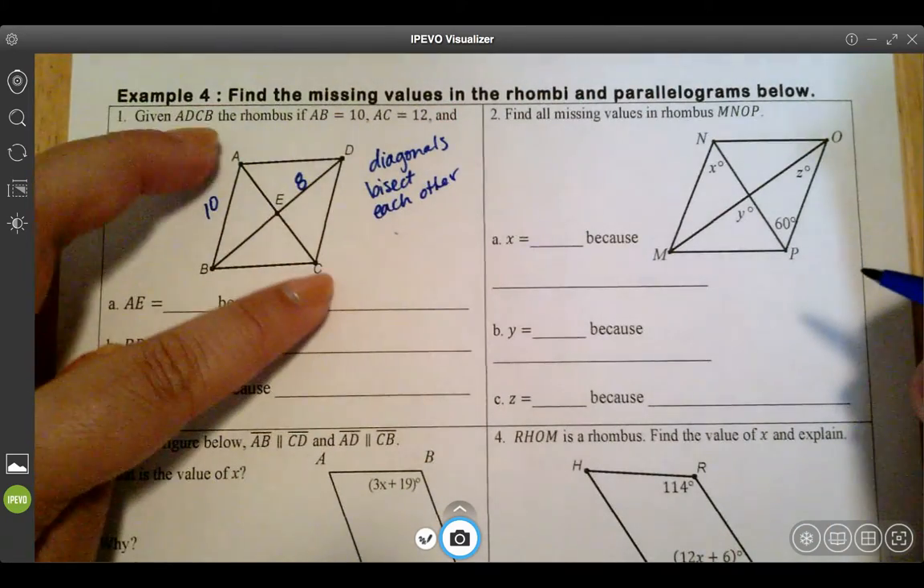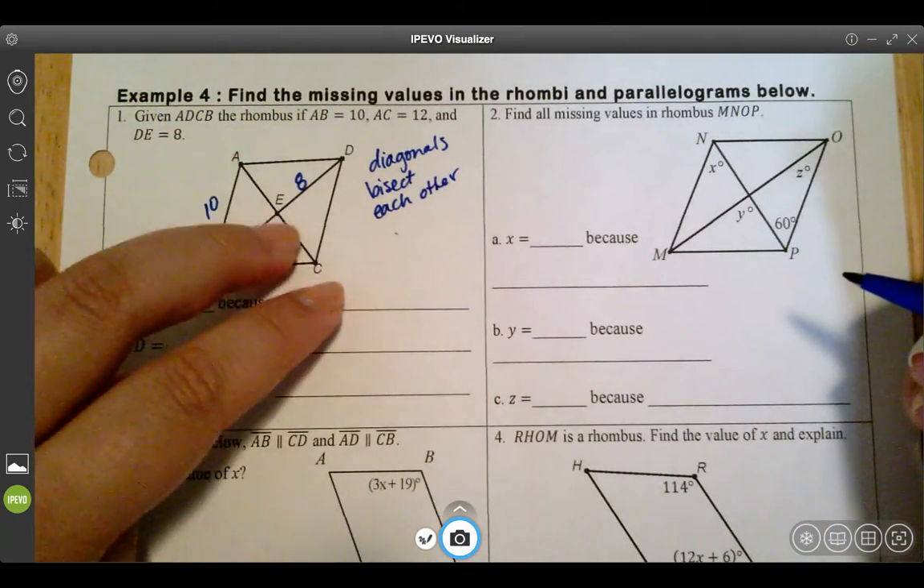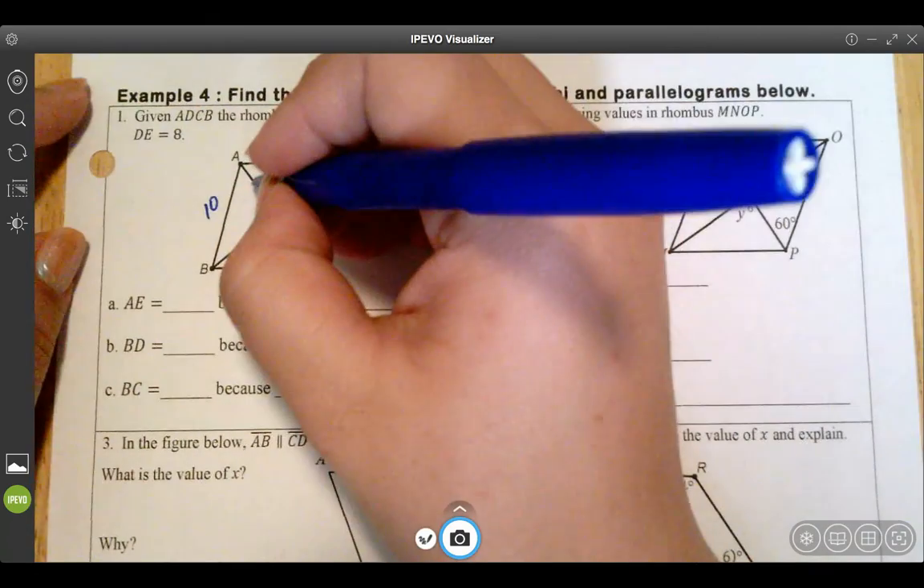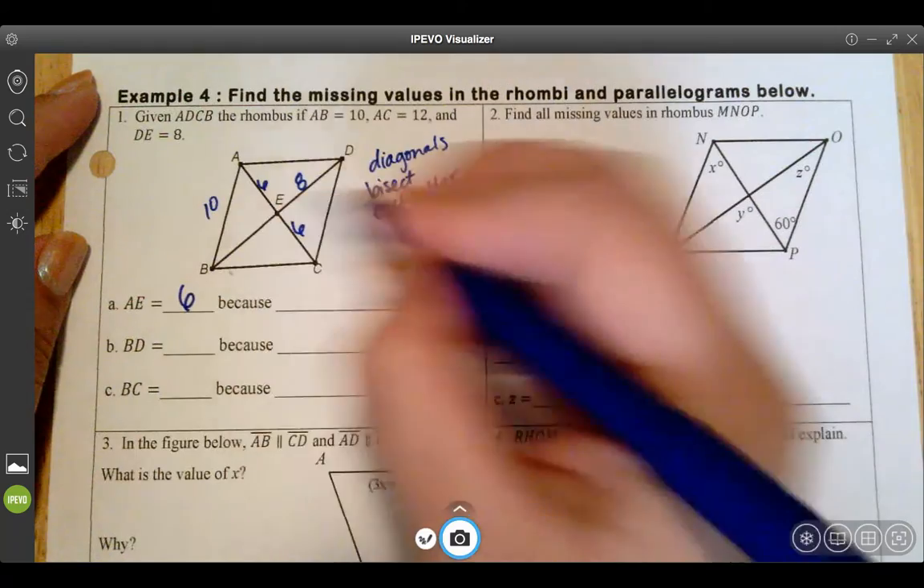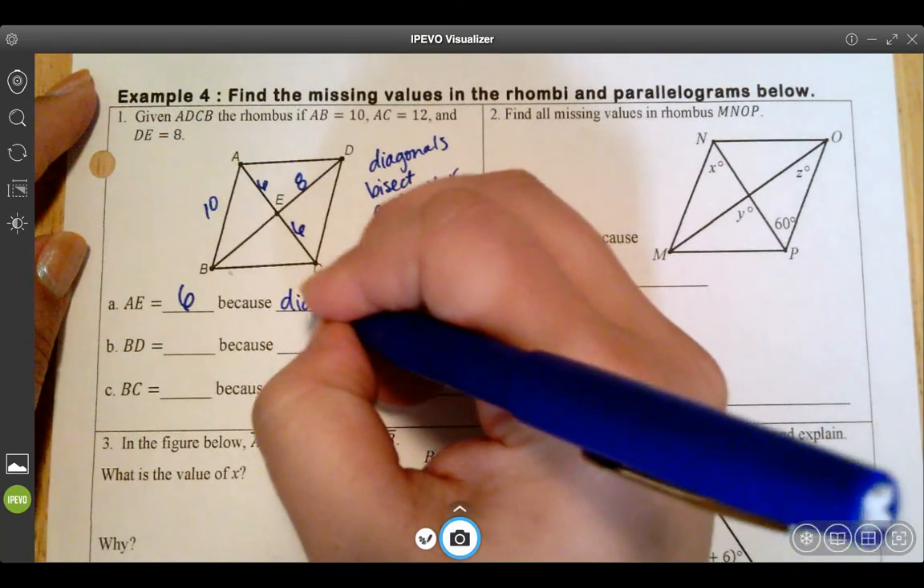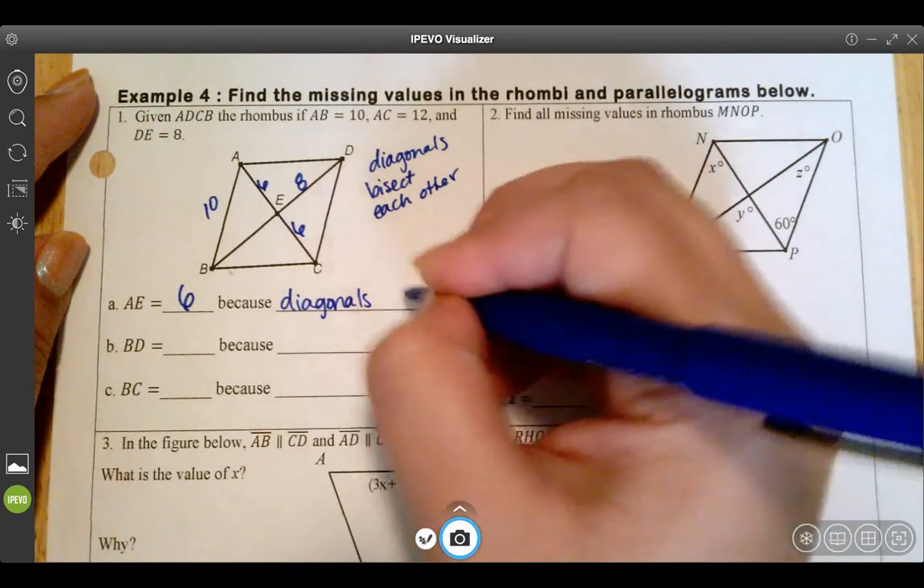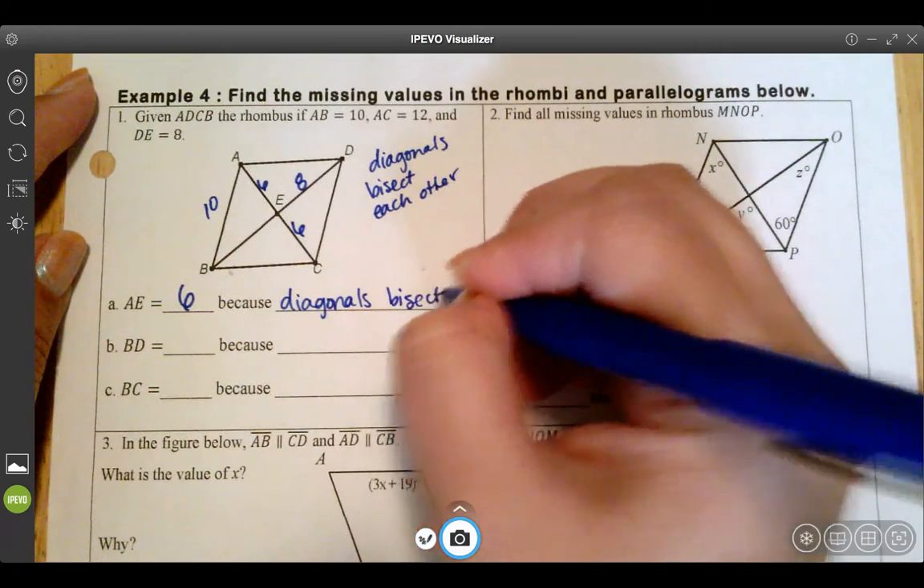And that means if the whole thing is 12, then half is 6 and 6. So we can say this is 6 and 6. So that means AE is 6 because diagonals bisect.